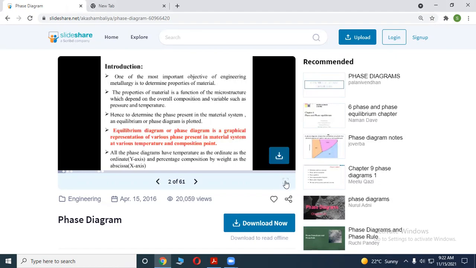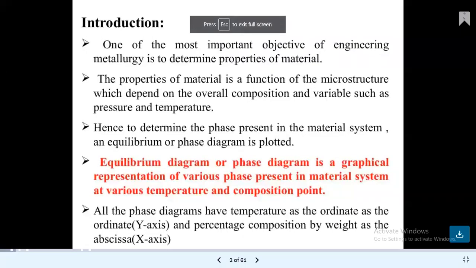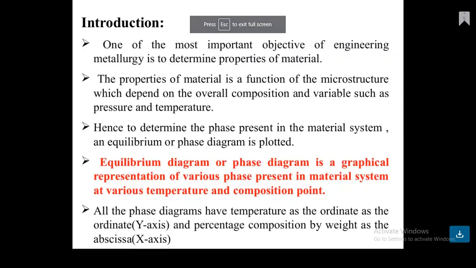Today's topic for our lecture is related to a phase diagram. One of the most important objectives of engineering metallurgy is to determine the properties of material. When we know the properties, then only we work on that material. So properties determination is very important.